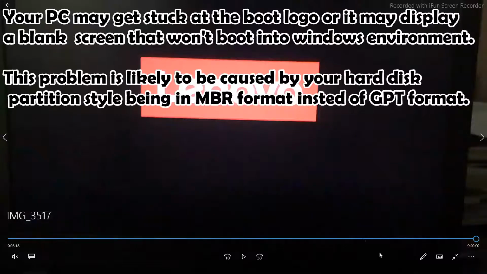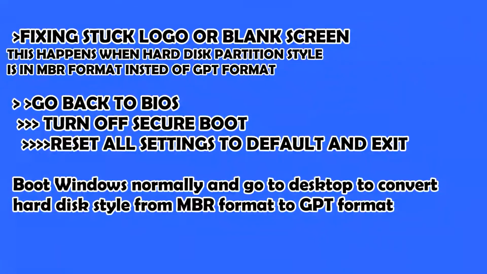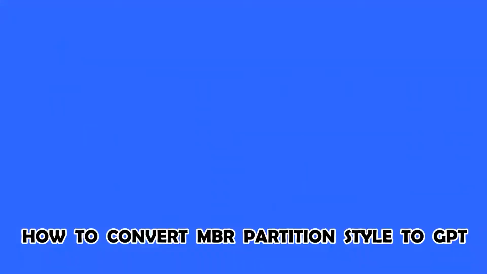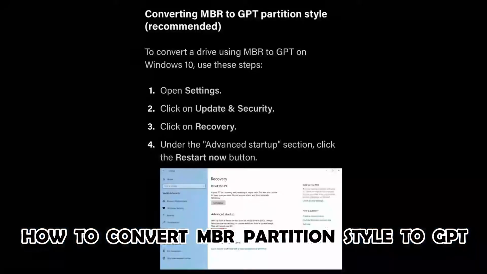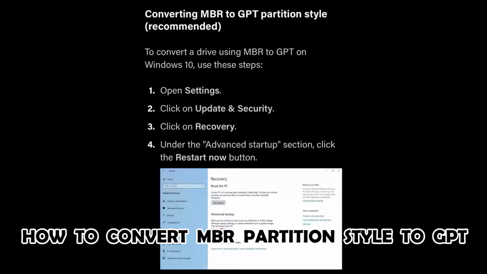You can see here my screen is stuck, and with other devices you don't even see the logo at all. This means that your hard disk partition style is not configured to GPT format, it's at MBR format. So what you do is go back to BIOS and reset all the settings to the default, turn off your secure boot, and then go back to desktop and follow the procedures I'll guide you through. First of all, you go to your settings and open Update and Security, then click on Recovery, and under the Advanced Startup section click Restart now.